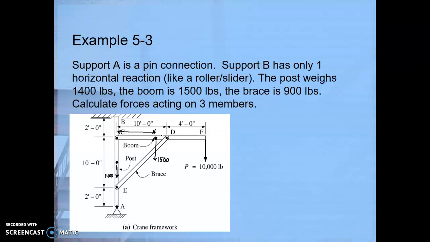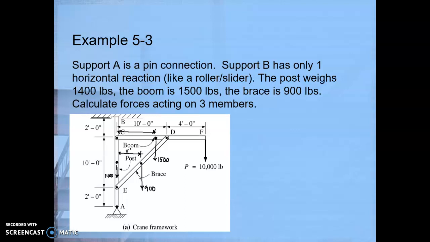And the brace is 900 pounds. So again, in its exact center. Now, the distance from the post to where the brace connects to the boom is 10 feet. So half of that is 5 feet. So it's going to be 5 feet over. We'll have that weight of the brace, which is 900 pounds, acting straight down.